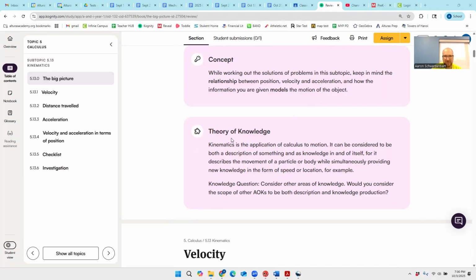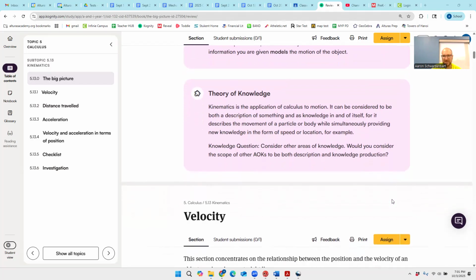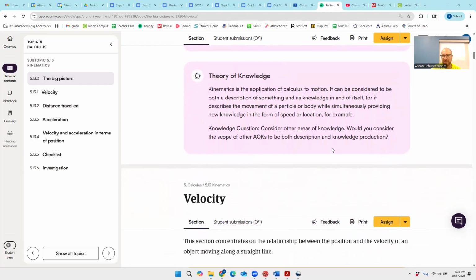TOK connection. Kinematics is an application of calculus to motion. It can be considered both a description of something and as knowledge in and of itself, for it describes the movement of a particle or body while simultaneously providing new knowledge in the form of speed or location, for example. Knowledge question: consider other areas of knowledge. Would you consider the scope of other AOKs to be both description and knowledge production? Well, this could very well be considered natural sciences because it's physics and it's been tested in physics.